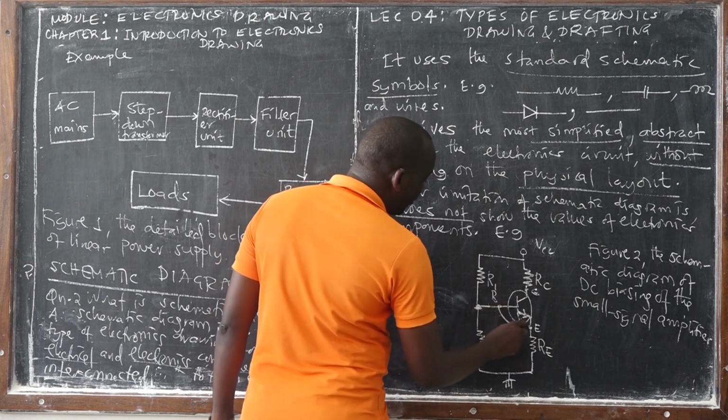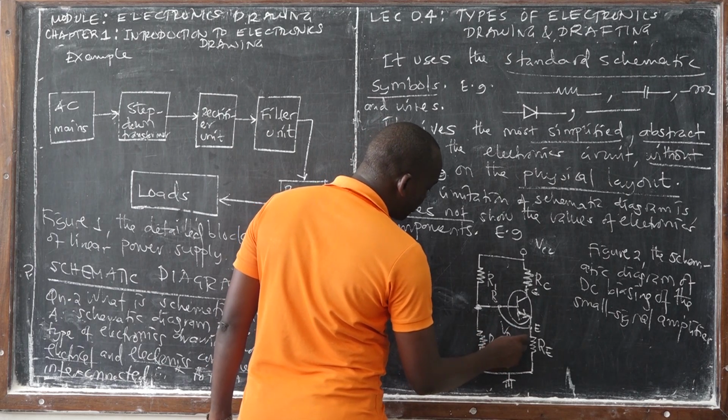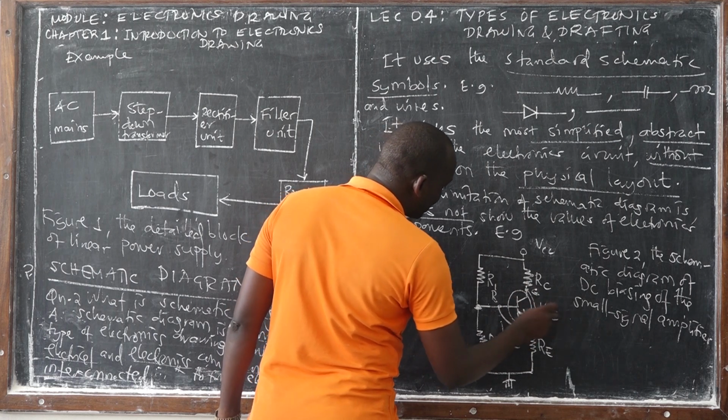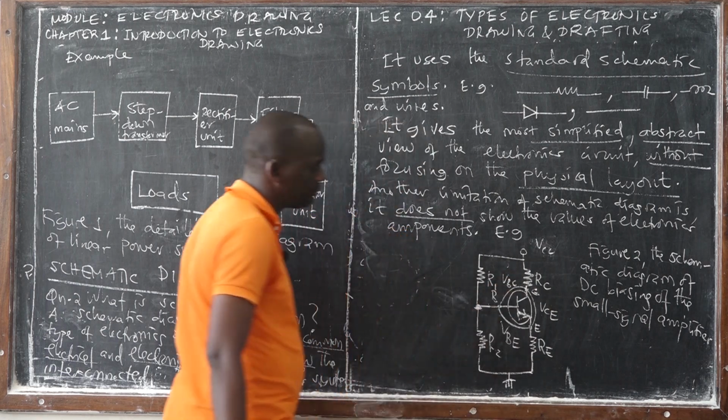So we can measure some voltages. Here we measure the voltage across base-emitter, here we measure the voltage across collector-emitter, and at this point you measure the voltage across base-collector.